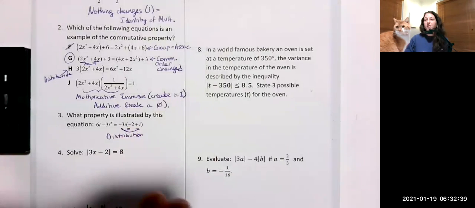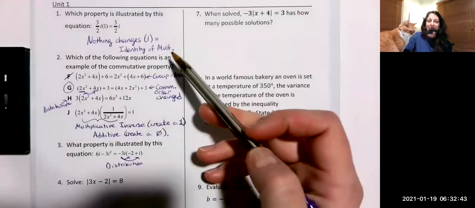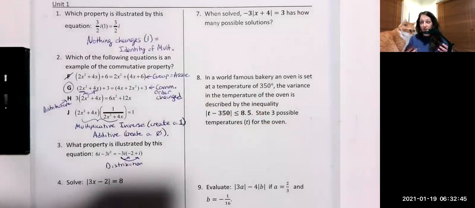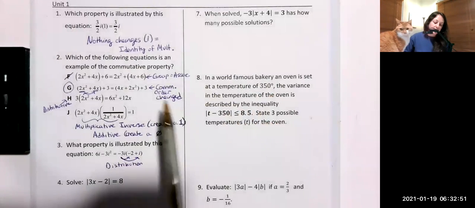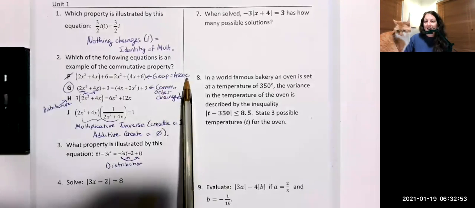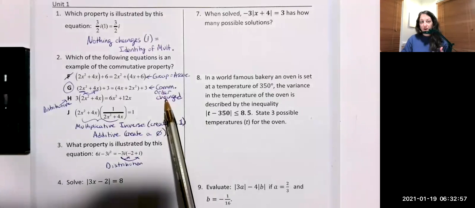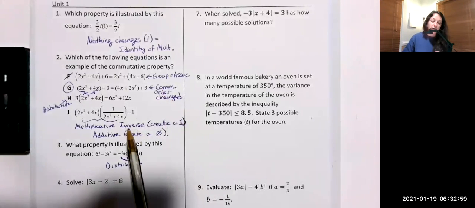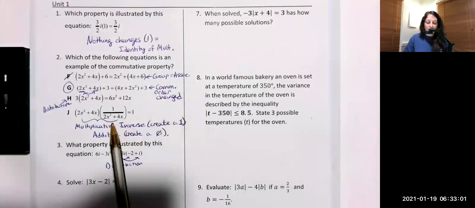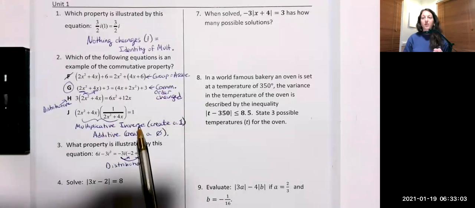All right, so there we go, first 3 problems, properties. So far we talked about identities. Identity is when nothing changes, so that's either multiplication by multiplying a 1 or addition by adding a 0. We talked about when the grouping changes, that's the associative property. If order changes, that's the commutative property. And then if you create a 1, you've got a multiplicative inverse. If you create a 0, you've got an additive inverse.